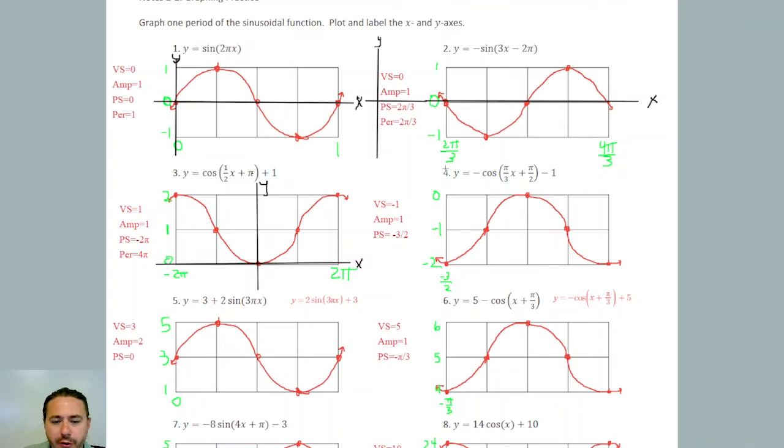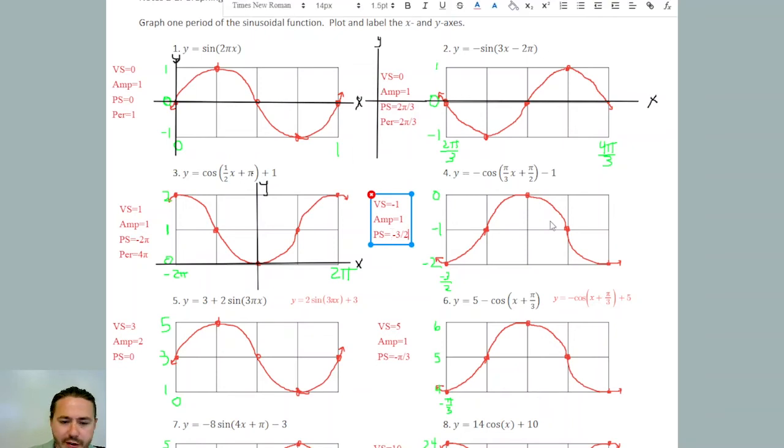Okay, so number 4. Our period is going to be 2 pi divided by b. I'm going to keep saying that until you've got it implanted in your brain. 2 pi divided by pi over 3. Again, we have this dividing by fractions business, which means we're going to multiply by the reciprocal. When that happens, the pi's will cancel out, and we'll multiply 2 times 3 is 6.